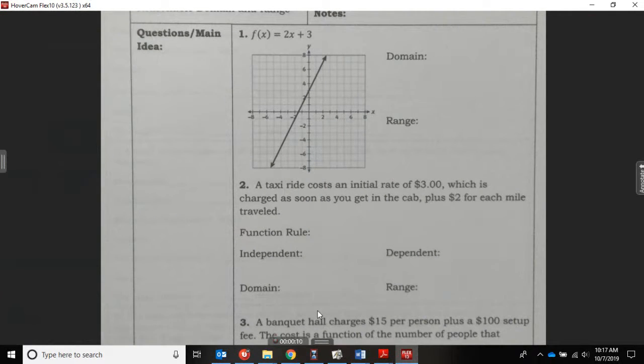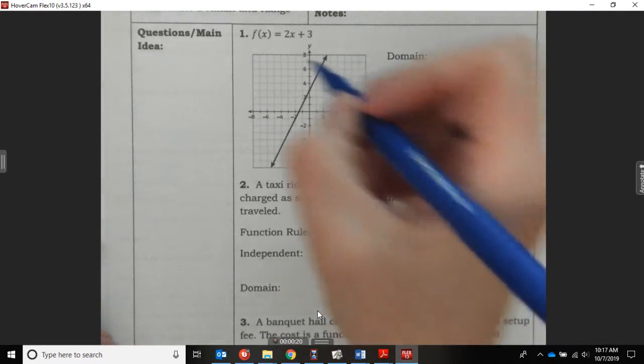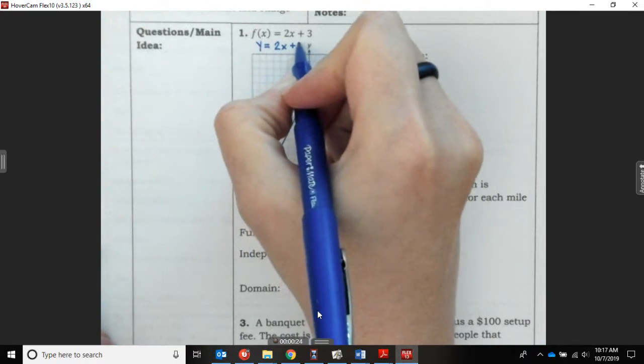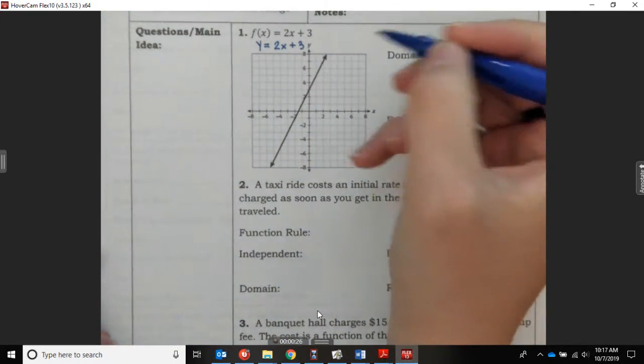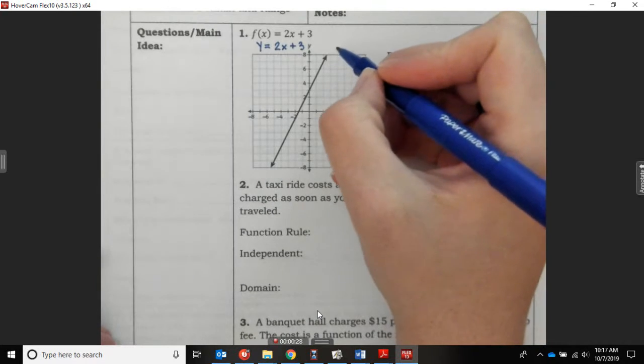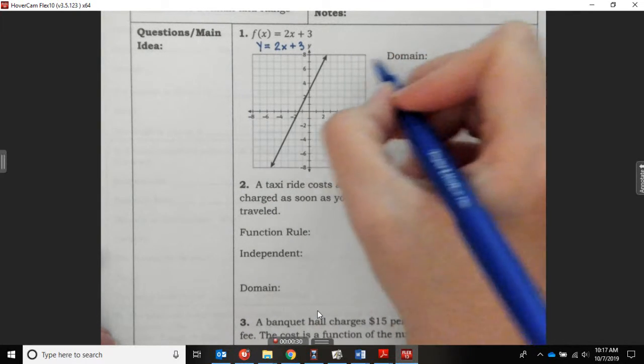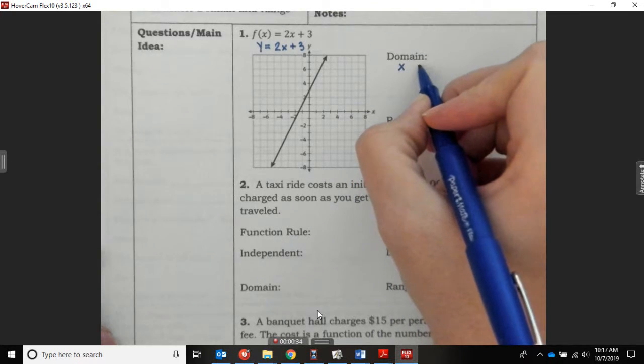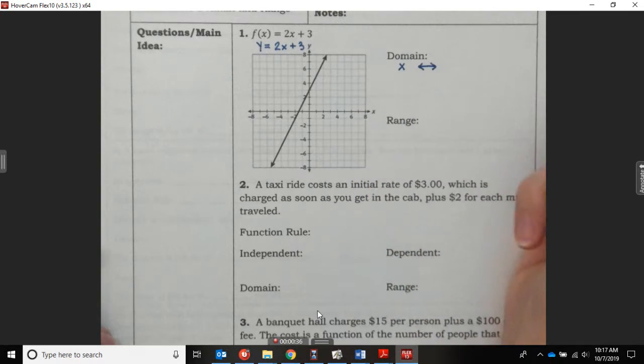Okay, so we're going to talk about domain and range some more today, and we're going to first do a quick review. F of x equals 2x plus 3, and remember that f of x is really like saying y equals 2x plus 3, and this graph is a line, and it's going on forever in all directions. So my domain, which is my x, is what happens from left to right.